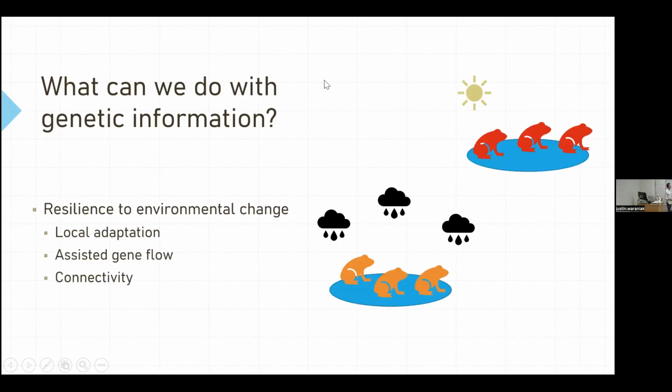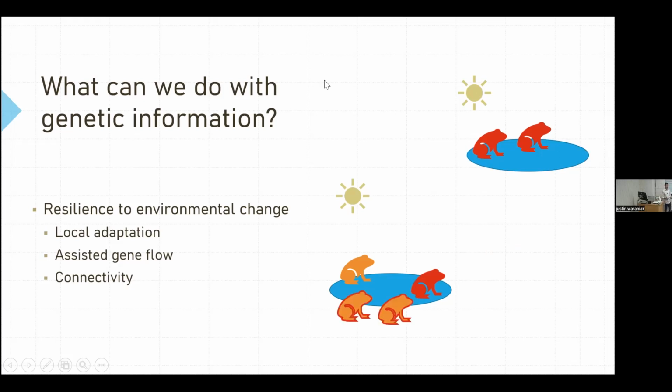And then finally, you can use genetic information to assess resilience to environmental change. So say we have our red genotype frogs adapted to sunny ponds and our orange genotype frogs adapted to rainy ponds. If there's some climate change and our rainy ponds become sunny ponds, we might lose some of those orange frogs. And then we might want to consider doing some assisted gene flow, taking some of those red frogs, bringing them over into the orange pond, and maybe there's some adaptive genetic variation there that can spread and help that population recover.